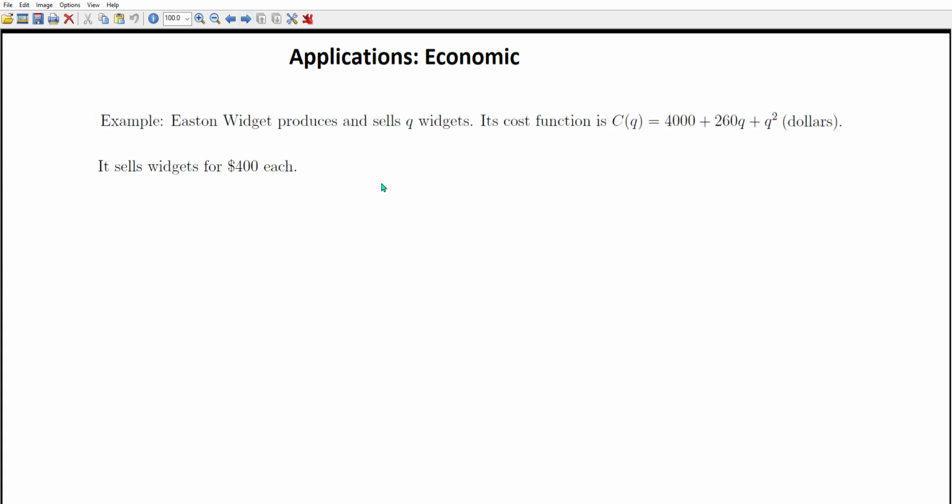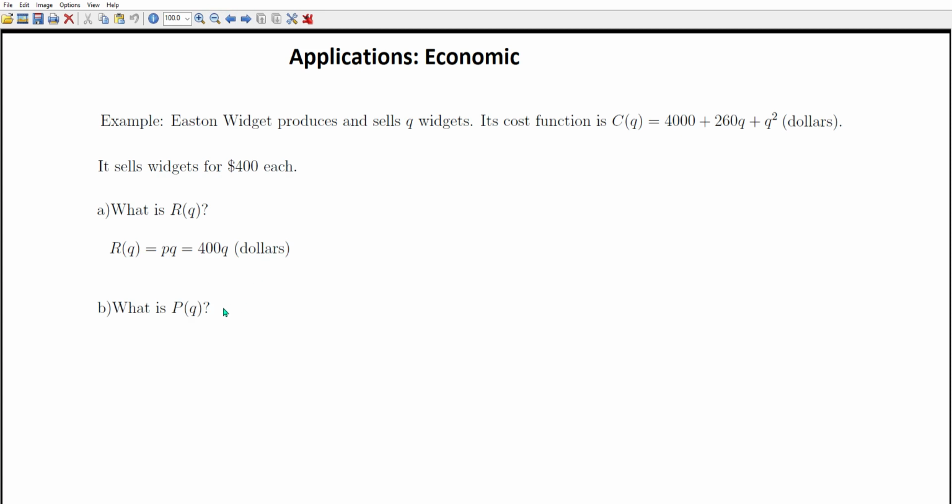So let's take an example. Easton Widget produces and sells Q widgets. Its cost function is given by C of Q is 4,000 plus 260Q plus Q squared. Units are dollars. It sells widgets for $400 each. So the first question is, what's the revenue? And if you remember, revenue is price times quantity. Price is $400. It's selling Q widgets, so its revenue is $400Q.